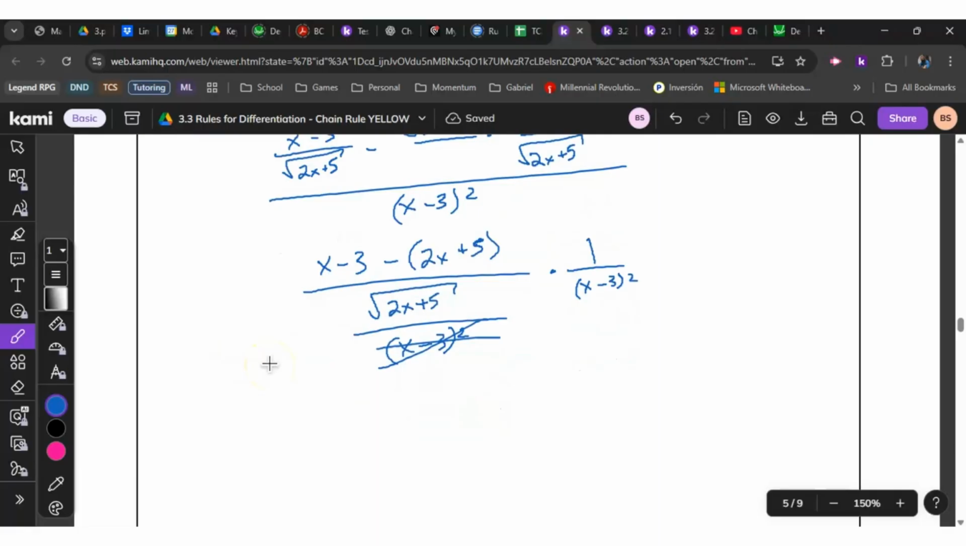Now, can I simplify the numerator? What can I do to the numerator there? What's x minus 2x? Negative x. And what's negative 3 minus 5? Negative 2. Not quite. Negative 8. All right. Over the square root of 2x plus 5 times x minus 3 squared.